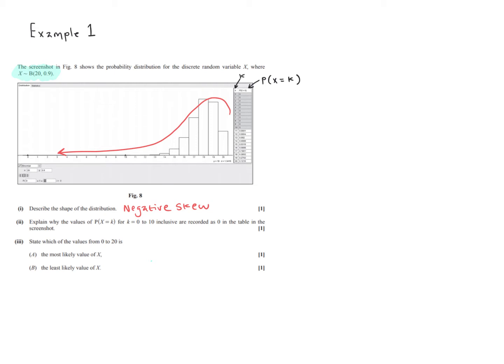Now, part 2, explain why the values of P(x = k) for k equals 0 to 10 inclusive are recorded as 0 in the table. So in the table, you can see that for all the values of k from 0 to 10 inclusive, the probabilities are listed as 0. And this is because the probabilities are so small that they have been rounded down to 0. It looks like all of these probabilities have been given to 4 decimal places, so the values of probabilities for k values between 0 and 10 must round to 0 to 4 decimal places.